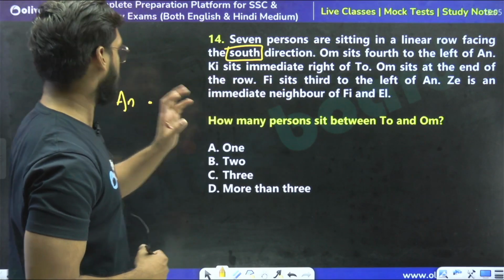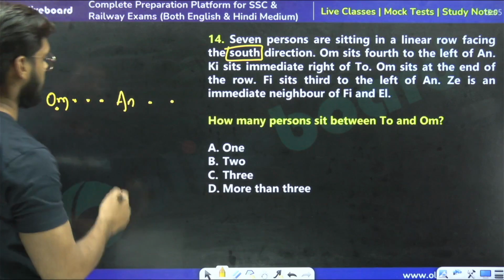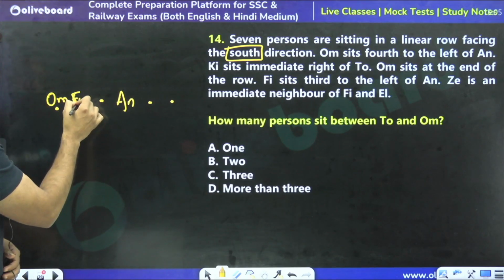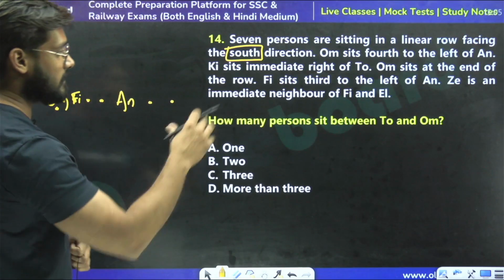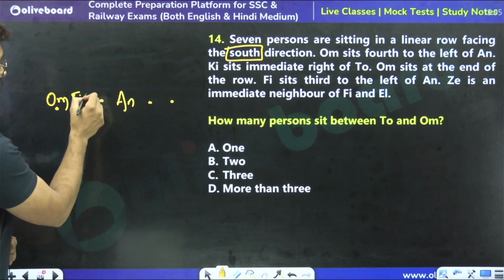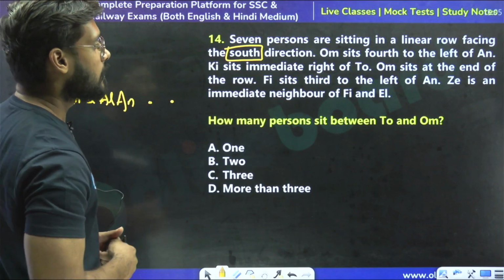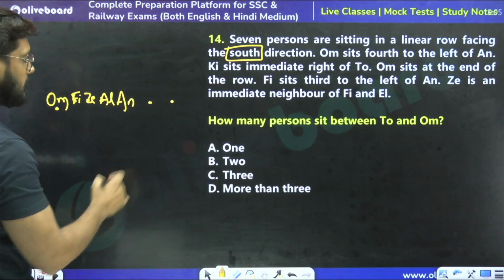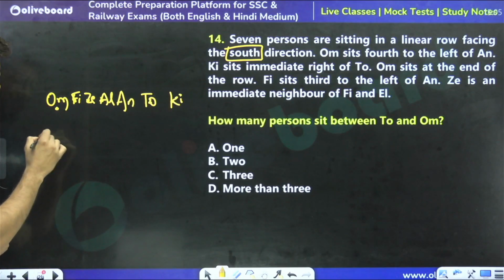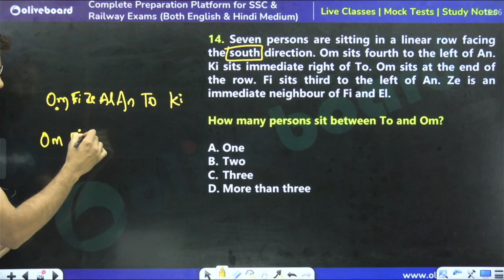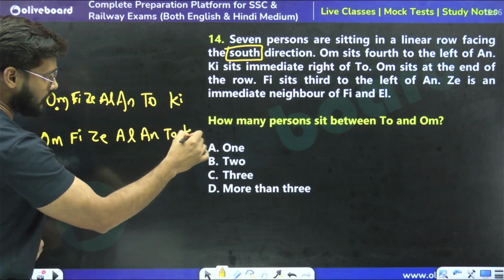Ki sits immediate right of To, we cannot connect right now. Phi sits 3rd to the left of An. 1, 2, 3. We can connect this Phi. Z is an immediate neighbor of Phi and El. So Z will come like this and El will come like this, right? And Ki sits immediate right of To. To and Ki will be sitting like this. So the right order is Om, Phi, Z, El, An, To, Ki.